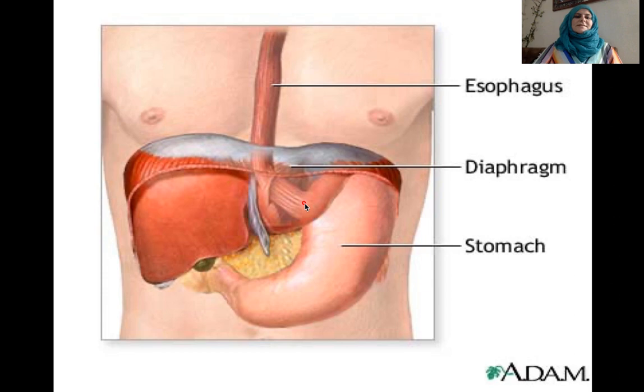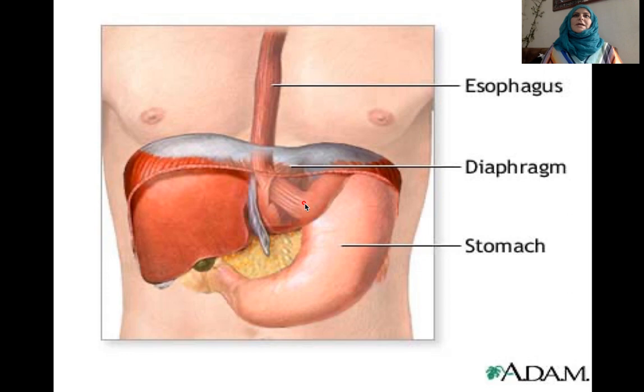Of course, it is a muscular tube. If we are asked about the type of muscle of the esophagus, we say it is divided into three thirds. The upper third is skeletal type. The middle third is smooth and skeletal. The lower third is completely smooth.